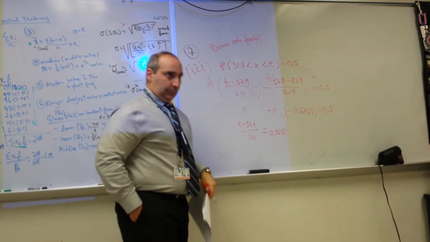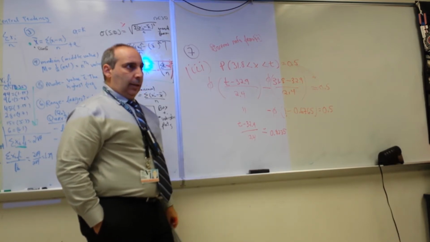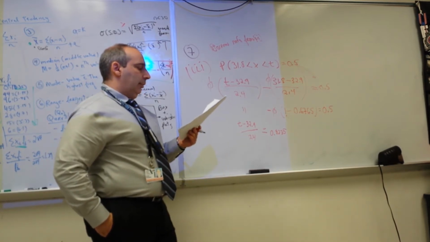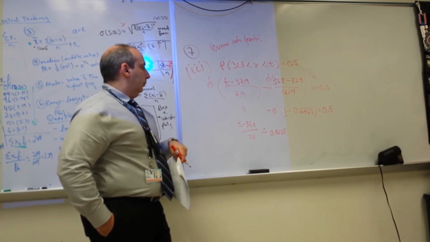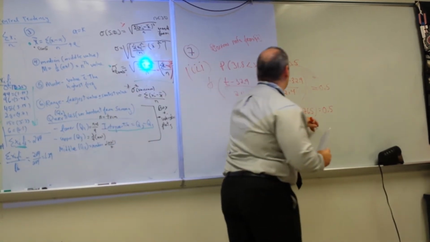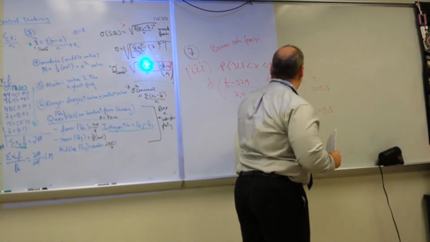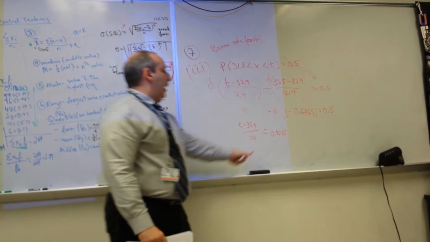So you don't need to change the probability into a z-score. Correct. I know I didn't like this one, but okay. Go ahead. So it would be t minus 32.9 over 2.4 minus the z-score of that junk in there. Then you look it up, move it over, and you get a value. And that's the value that they got.